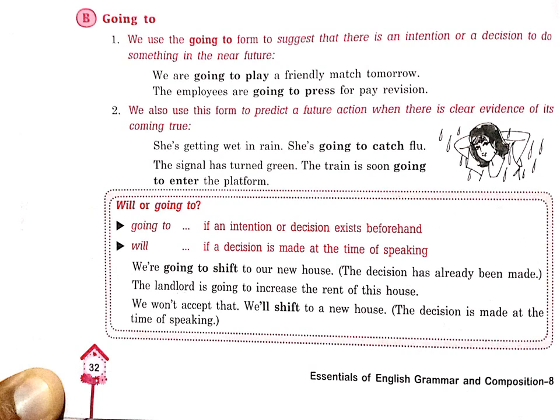Let's go to point second. We also use this form to predict a future action when there is clear evidence of its coming true.